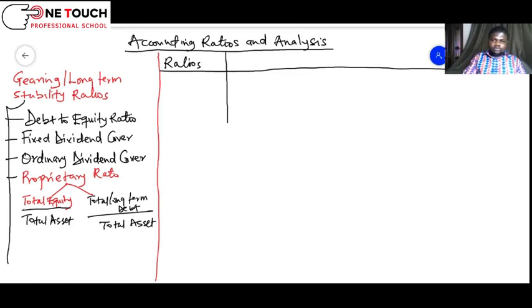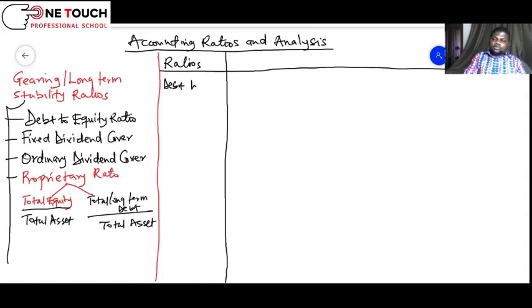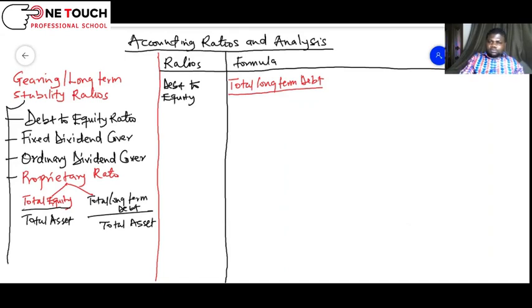So we are looking at debt to equity. The formula: for debt to equity, we are just looking at total long-term debt. What you mean by total long-term debt is non-current liabilities, all over equity, total equity.